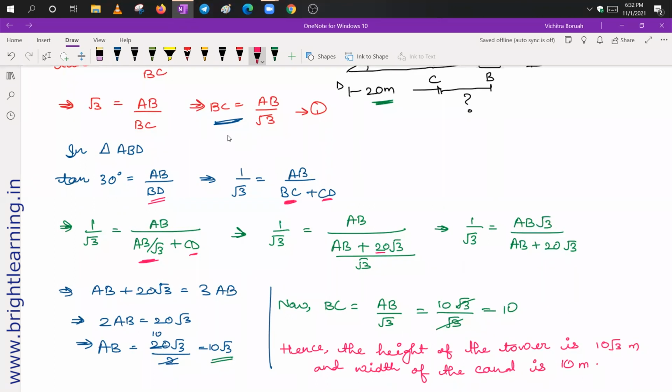Next, again from this relation, that is BC is equal to AB upon root 3, we have just substituted the value of AB, and simplifying it, we got BC, which is 10. So BC is the width of the canal, that is 10 meters, and the height of the tower is 10 root 3 meters. So this is the required answer.